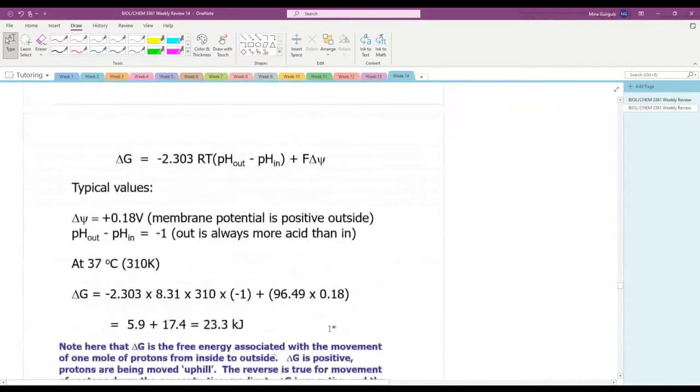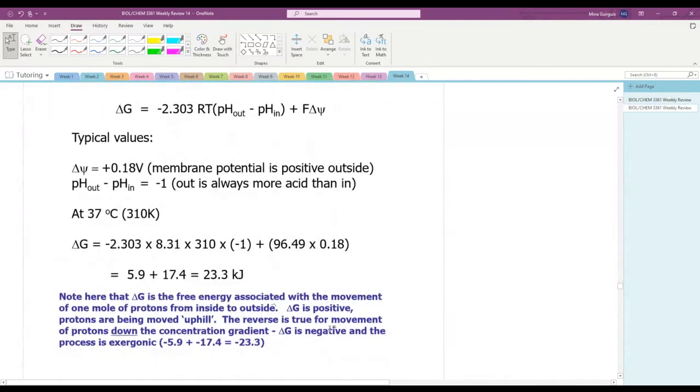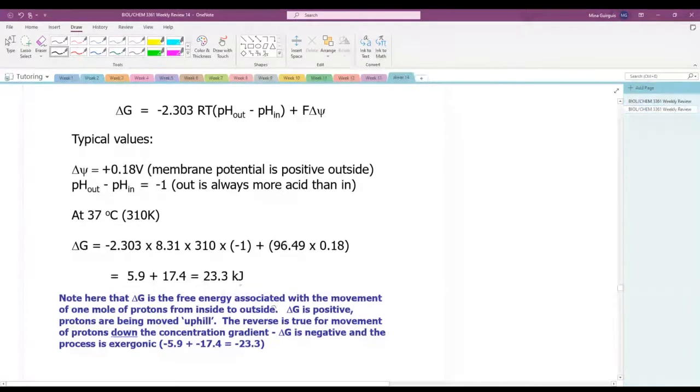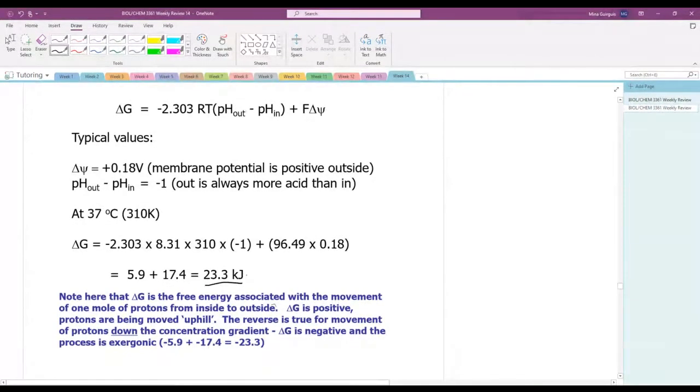Okay, so these are the typical values. They do a bunch of math. What they get at the end of it is 23.3 kilojoules. In other words, it's non-spontaneous and protons have to be moved uphill. However, by that same exact logic, protons want to move downhill. The process is exergonic for protons to go down their concentration gradient, down their potential gradient, down their charge gradient, whatever we want to call it, because there's a million different names for it.